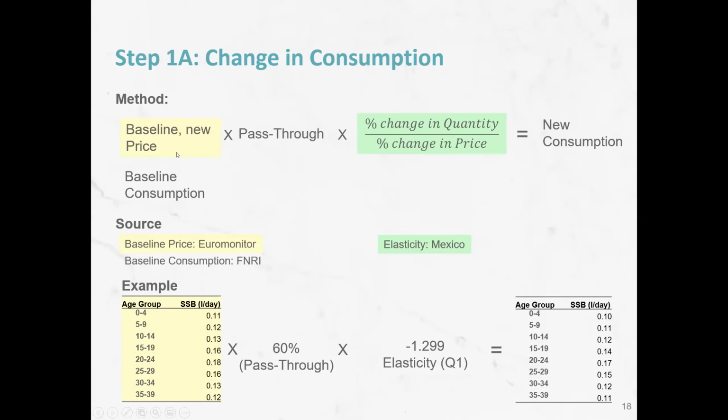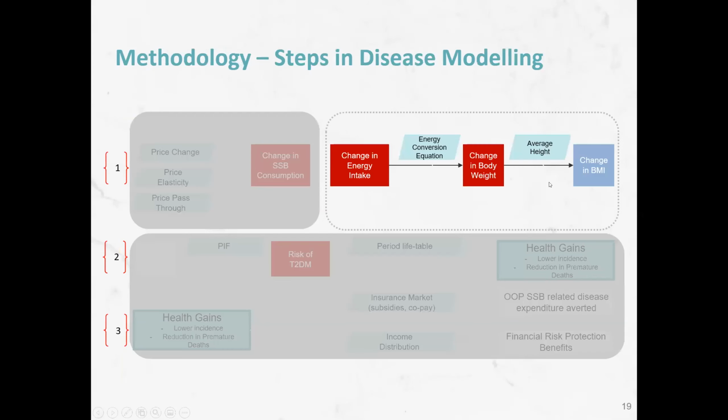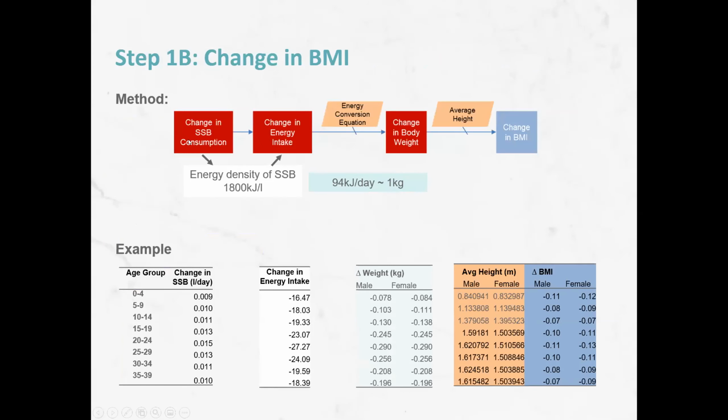So very quickly, we used the baseline price and the baseline consumption, multiplied by the pass-through and by the elasticity, to get the new consumption. This is how we estimated the change in consumption. Next, we used the change in consumption multiplied by the energy density of sugar-sweetened beverages to estimate the change in energy intake. That change in energy intake is assumed to change the body weight. So we had 94 kilojoules per day leads to 1 kilogram of body weight change. Assuming average height, that leads to a change in BMI for different households. And we did it by different age groups and different quintiles.